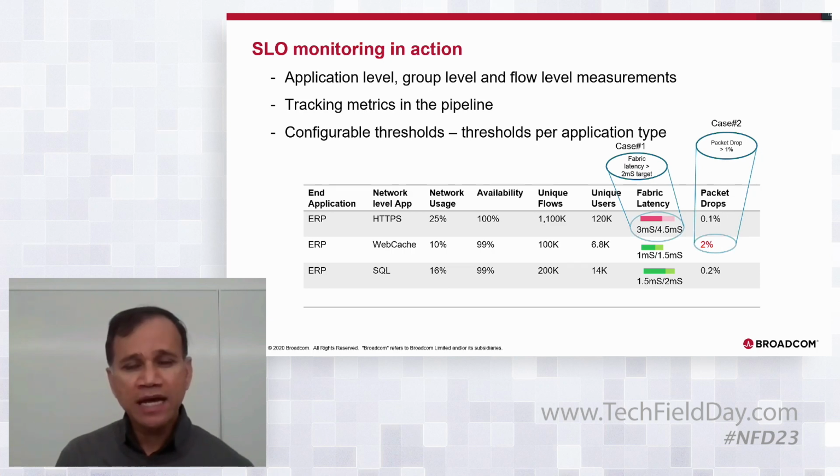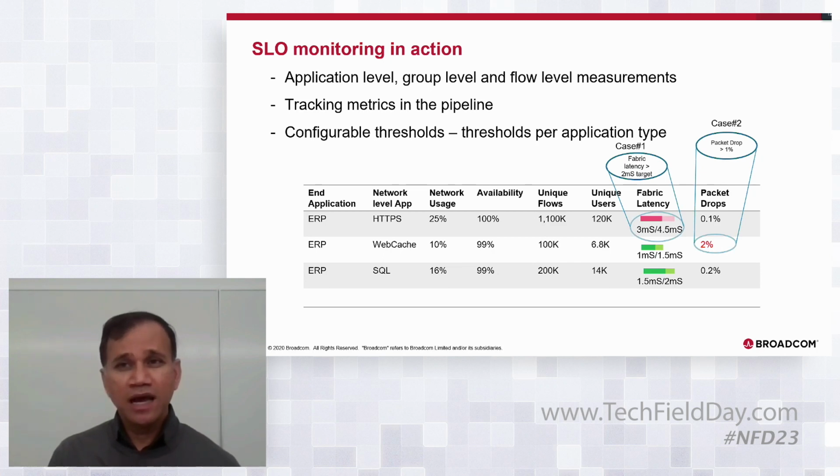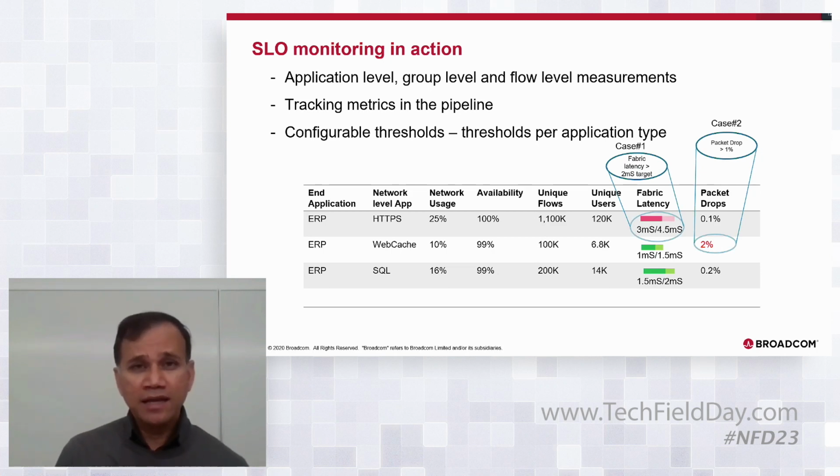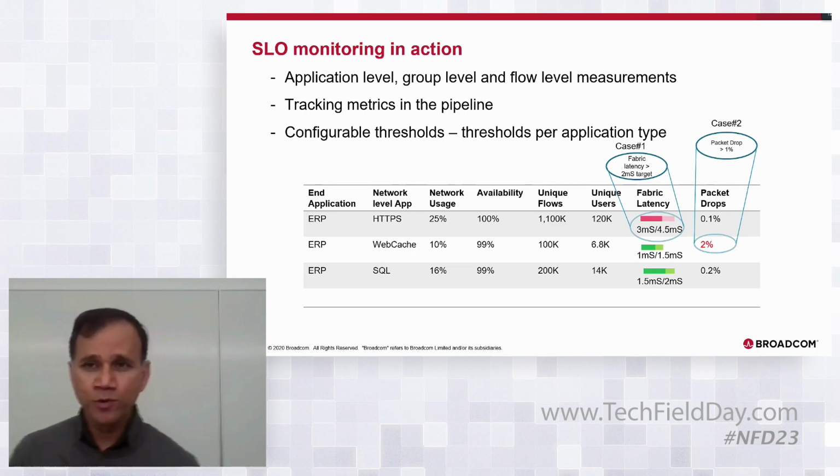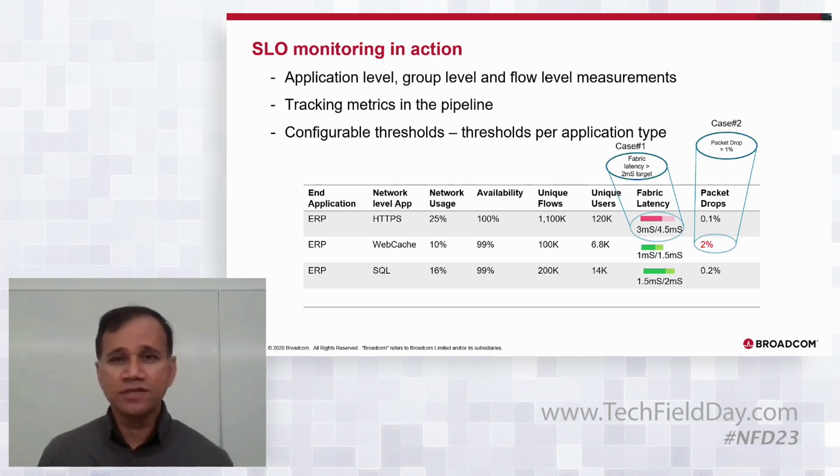And you need to track these in the pipeline because of the rates that I mentioned earlier. We are talking about nanoseconds and microseconds, and that is next to impossible if you do that in software. So you need to do this in the pipeline. And then the thresholds: these thresholds need to be customized for the application, or for a group, or per service level that is offered.